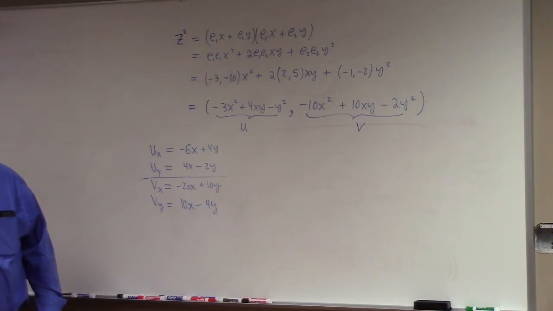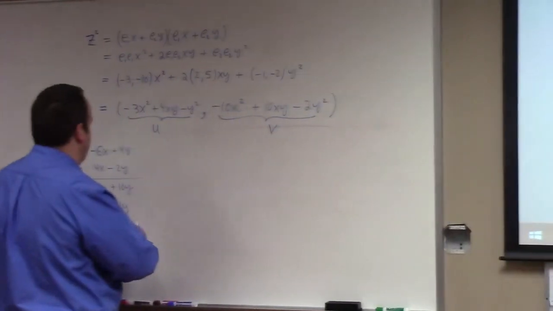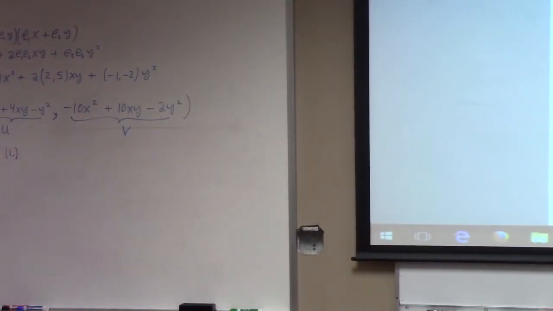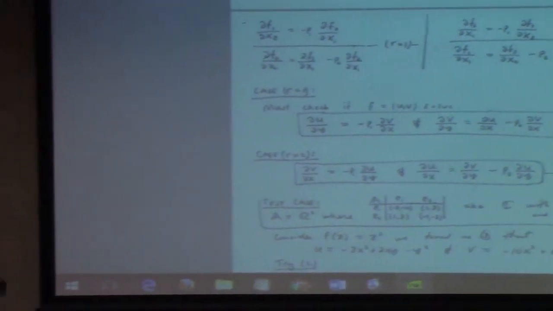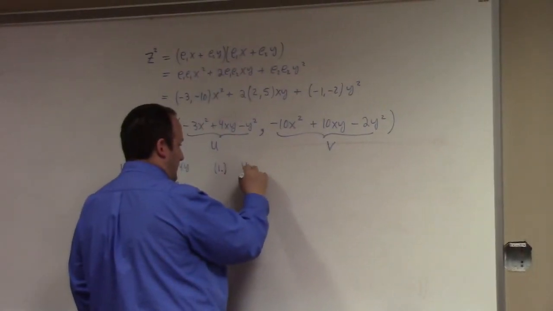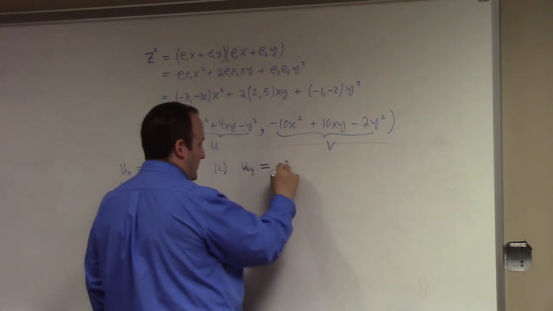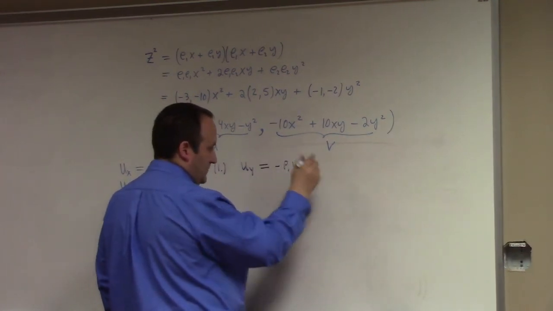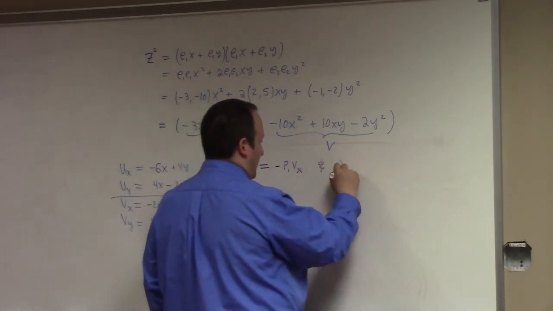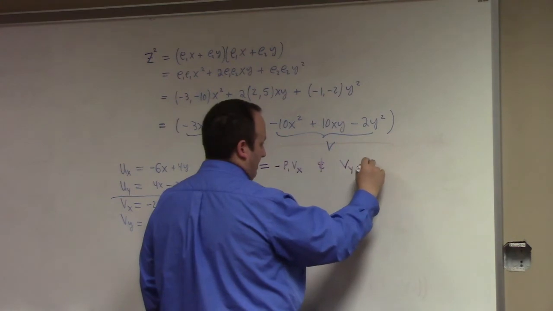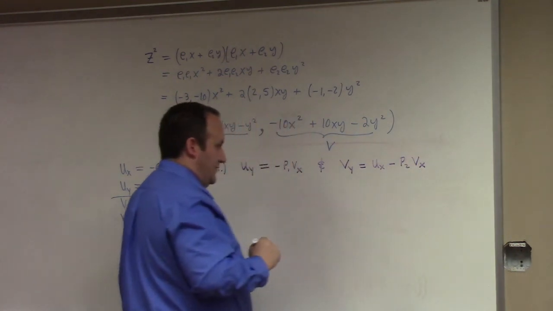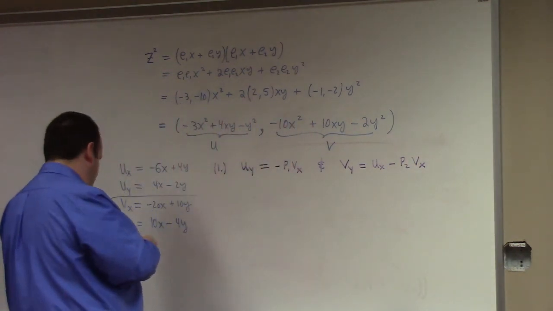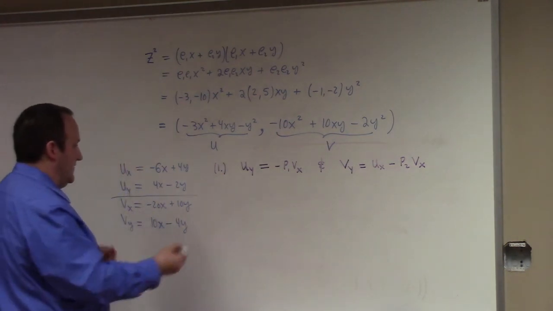Now let's run it through the machine. Start with case one. I'll write down the generic case one, and then I'll plug in. So generic, you help me out. Generic case one says what? uy equals to what? -P1 vx. That's it? And what else? vy? Yep. God bless the abbreviated partial notation. Okay, so now we plug in these guys.